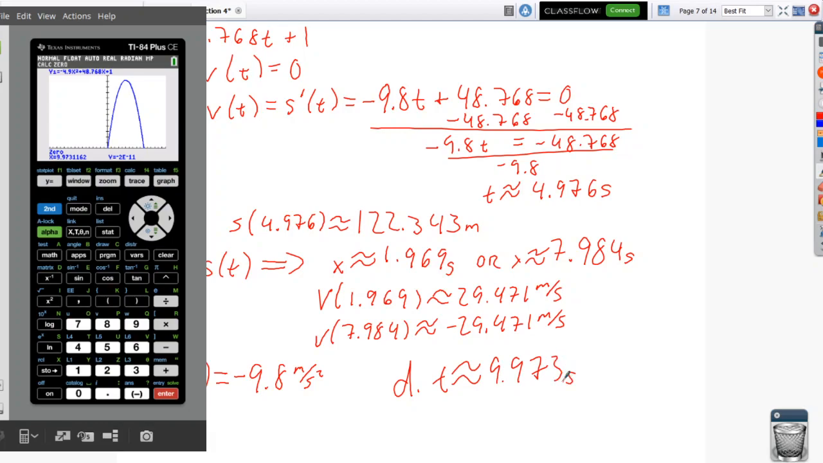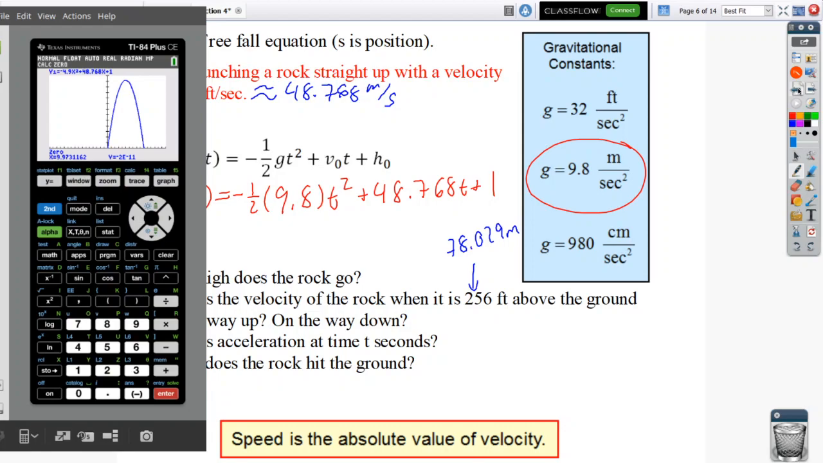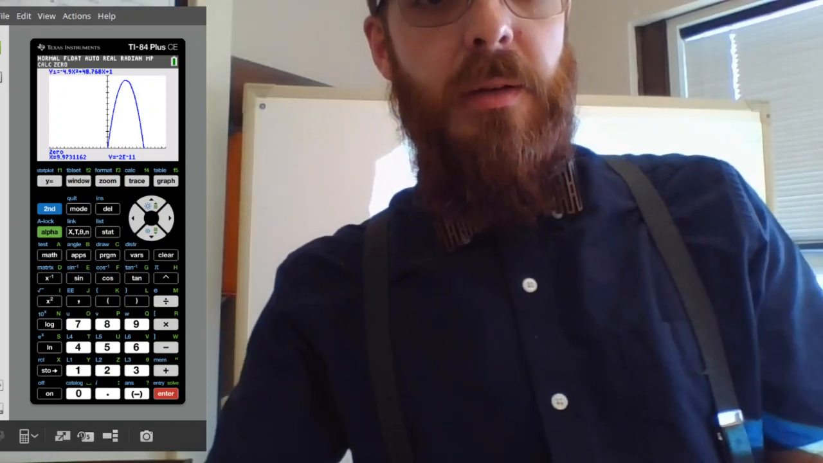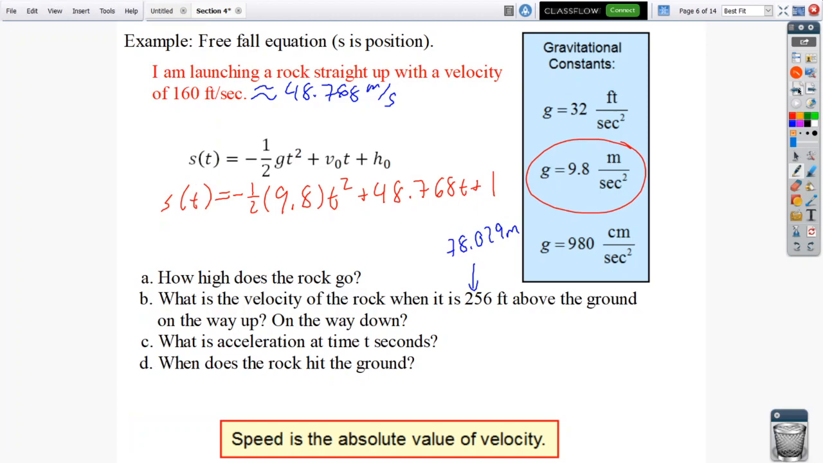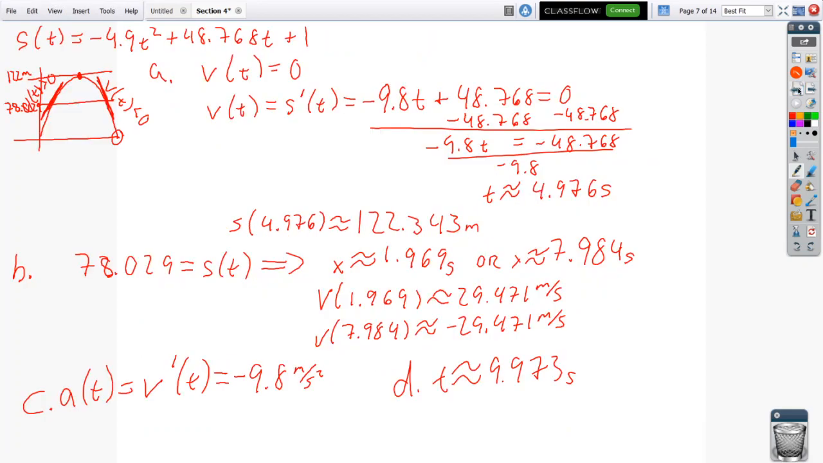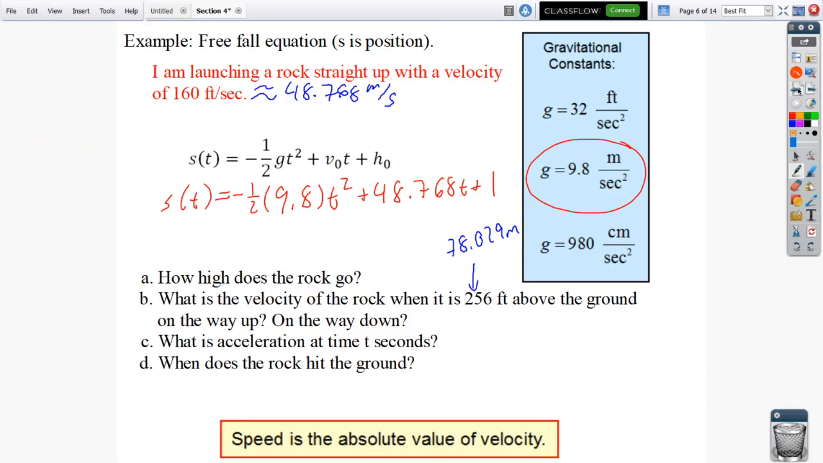9.973 seconds. Let's just make sure that we answered the question appropriately. The question should be, when does the rock hit the ground? So when does the rock hit the ground? The rock hits the ground at approximately 9.973 seconds.